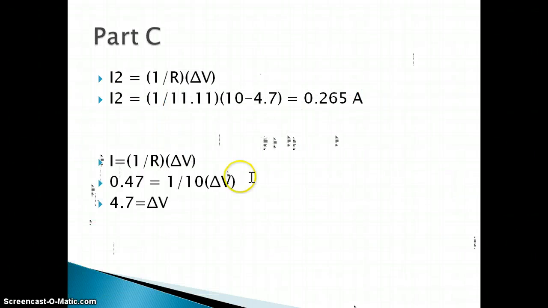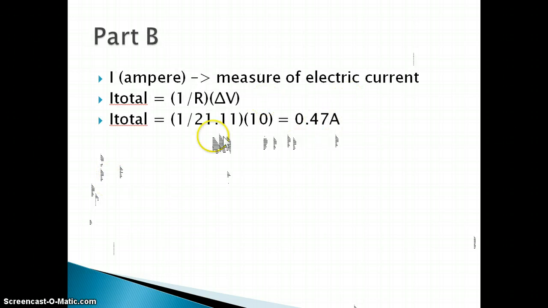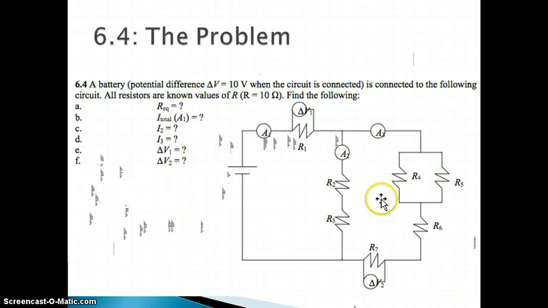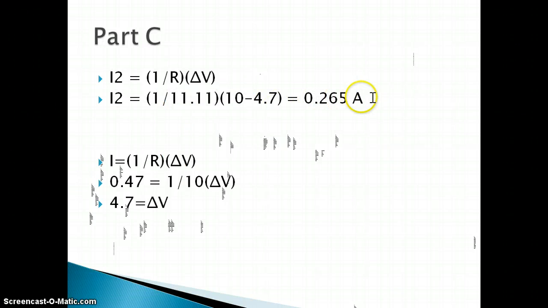That would be 1 over 10, because the resistance there is 10 ohms, and we know the I value, which we calculated from the last problem, 0.47. And we plug that in and we find delta V there. And we subtract it because we want to find it for the other region where the current is, right here. And when we do that, we just calculate it out again, and we're able to get 0.265 amps. And that would be the current for that particular region.